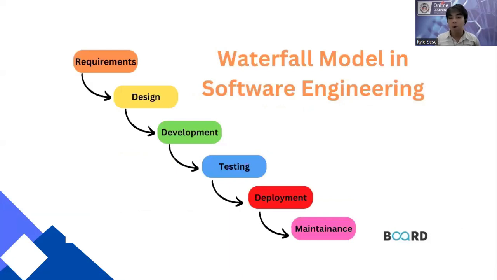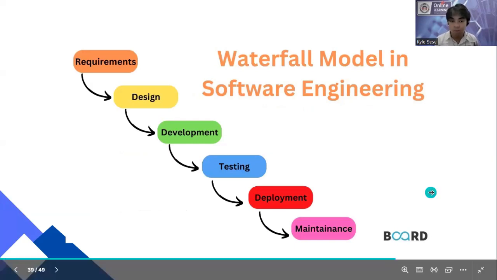So this is an example of the waterfall model in software engineering. This SDLC model, as we can see here, is just a sequential model. So you have to finish the first step before you proceed to the next step. So we have the requirements. After the requirements, class, we have the design, development, the testing, deployment, and lastly the maintenance. It is a sequential and continuous SDLC model. This is what we call the waterfall model.